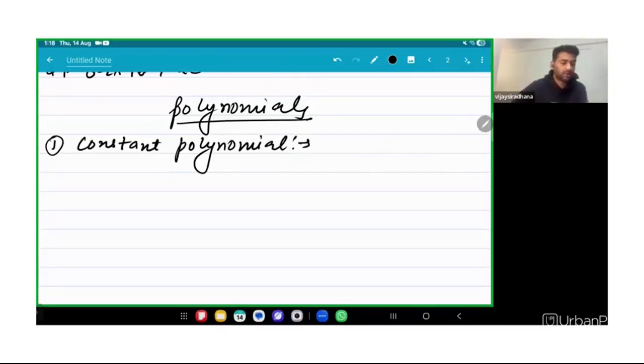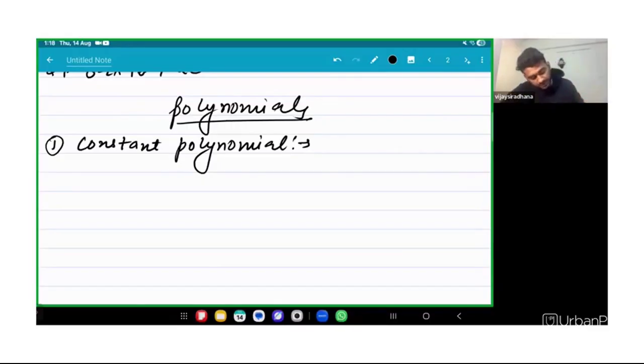Now, in the constant polynomial, suppose there is a degree of 0 with any term or any variable, then it will be known as the constant polynomial. Let us see how it is.